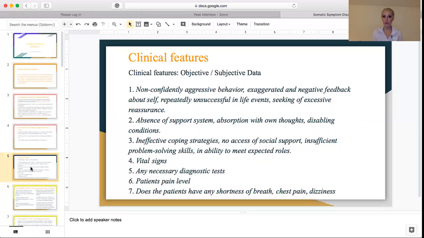Also vital signs, which will be the objective data that we measure, any necessary diagnostic tests that need to be done, and the patient's pain level. Does the patient have any shortness of breath, chest pain, dizziness?